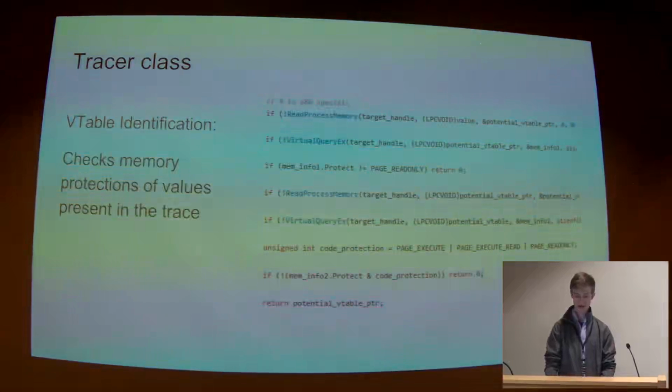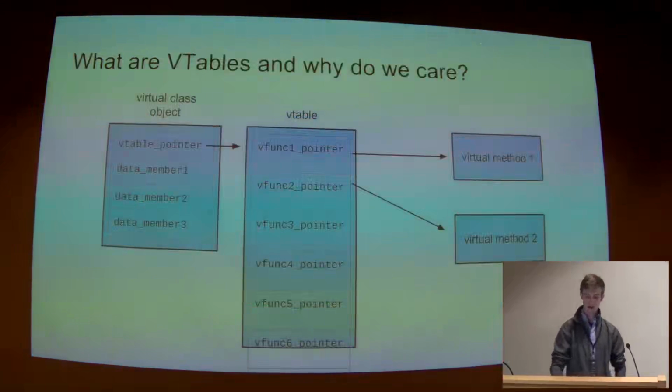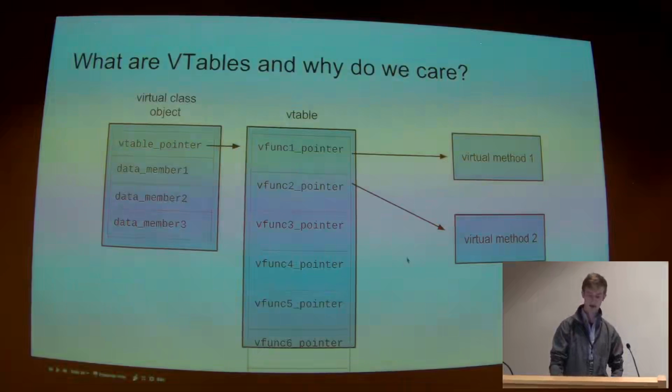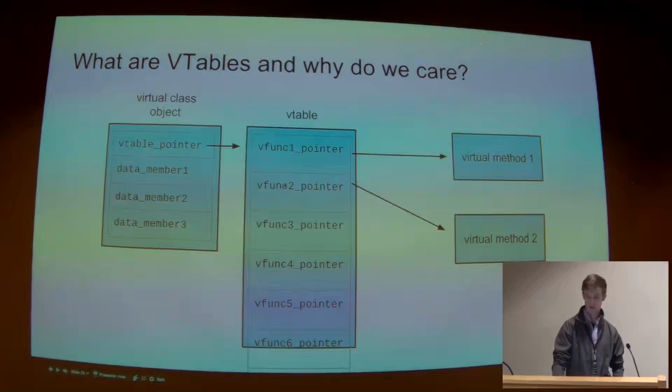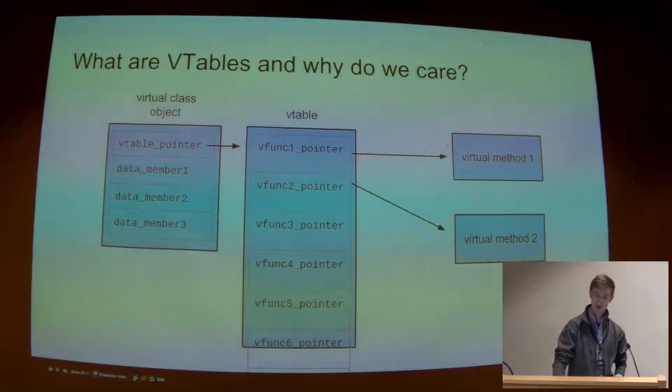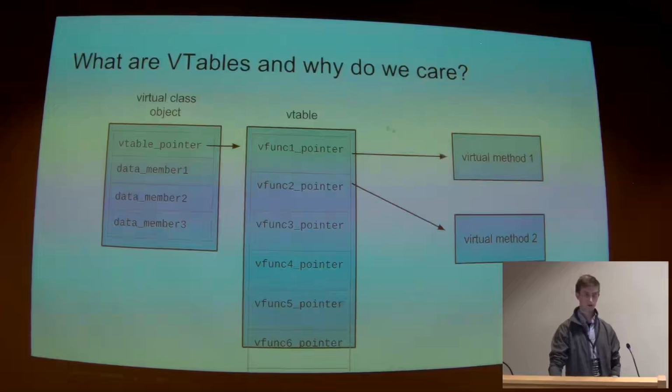So the way it does the identification of V-tables is it looks at the page protections for the potential V-table. Whatever this is pointing to, it looks at what the page protection is here, and then whatever this is pointing to, it looks at the page protection there. V-tables are going to be in read-only memory. So if whatever is at the start of some value in our sequence points to read-only memory, we might have a V-table.